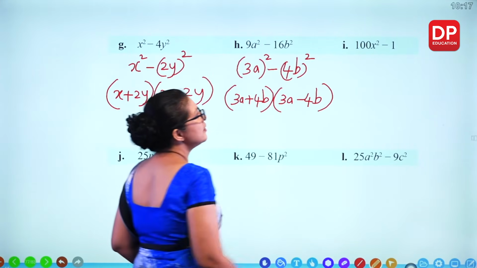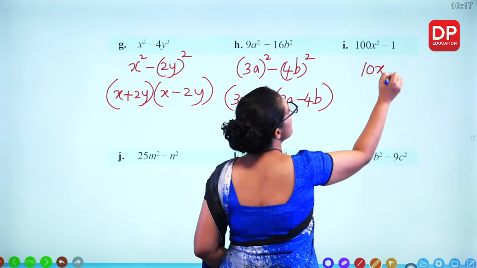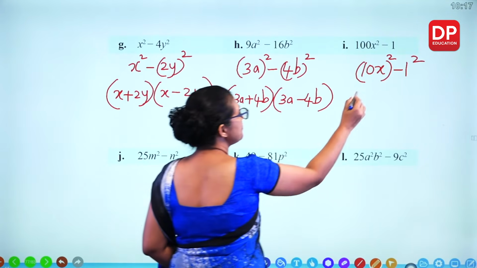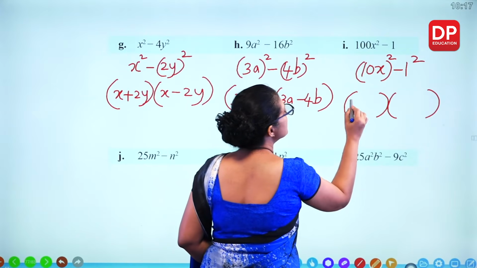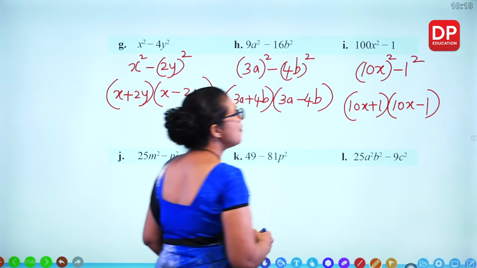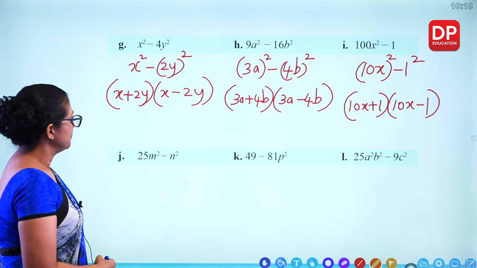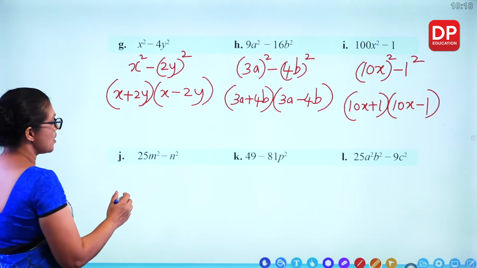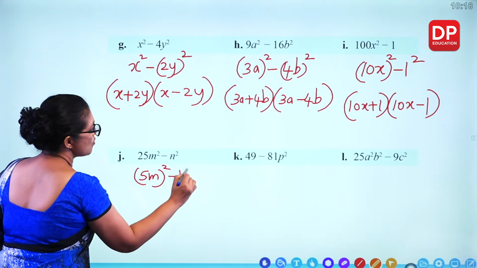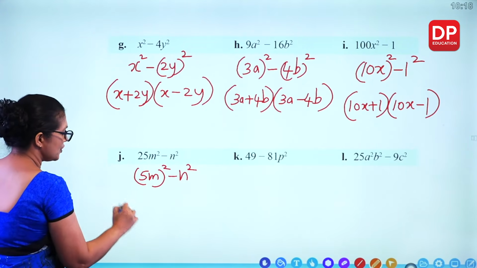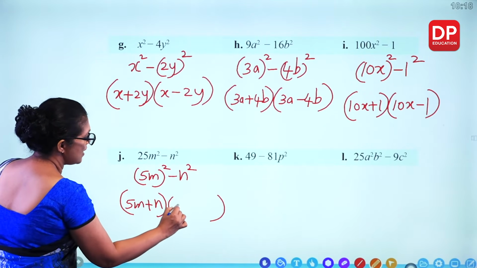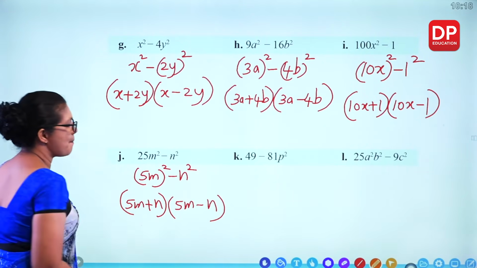100 is a square number. I can write (10x) whole thing squared and 1 as 1 squared. So what are the factors? 10x plus 1 and 10x minus 1. Here 25 is 5 squared and this is already there. So what are the factors? 5m plus n, 5m minus n.